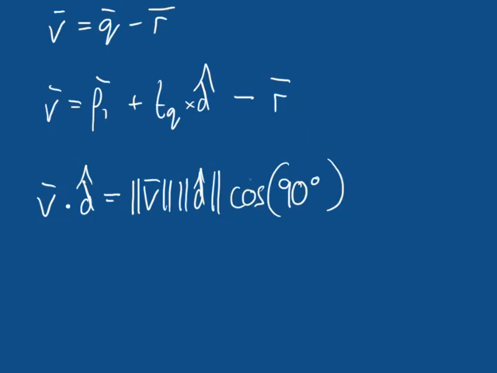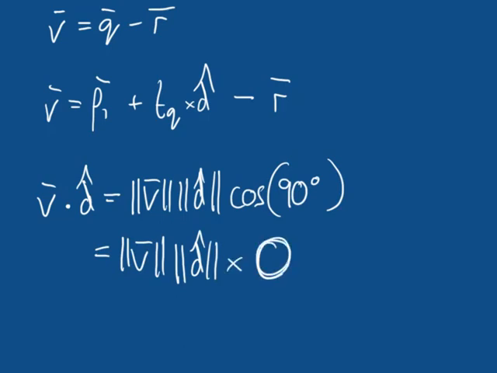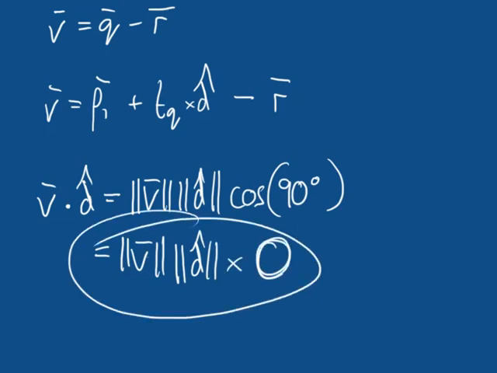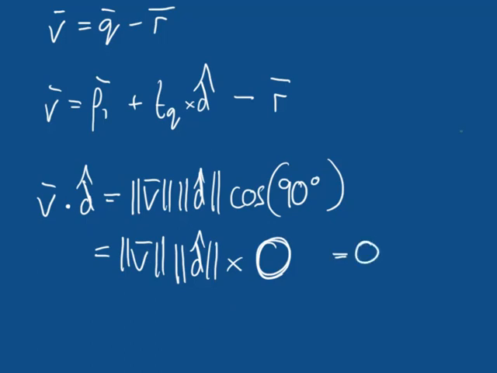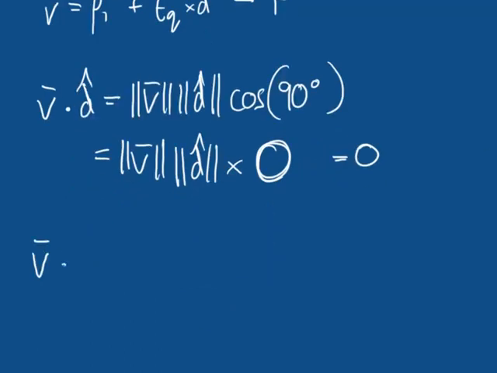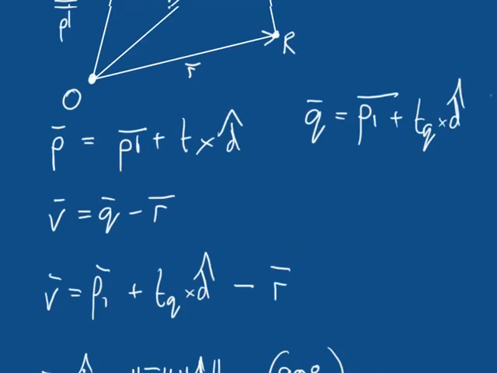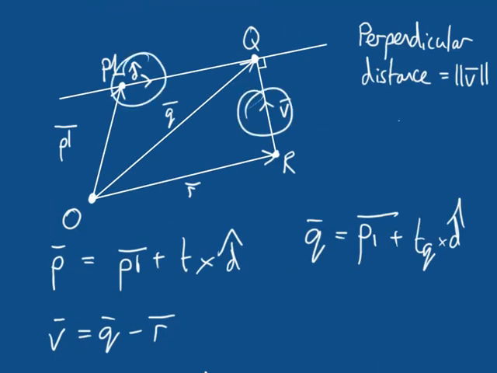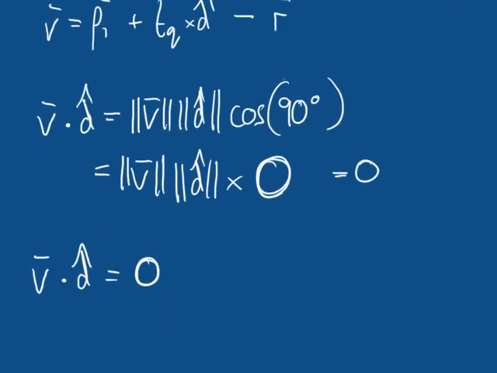The cosine of 90 degrees is 0. So this is equal to the length of v multiplied by the length of d, even though we know that's 1, that's not important here, because we're multiplying it by 0, which means all of this is equal to 0. So if we took v and found the dot product of v dot d, that is equal to 0. Why? Because v meets d at a right angle, therefore they're 90 degrees to each other, therefore the dot product, which involves the cosine of 90 degrees, is going to result in a value of 0.